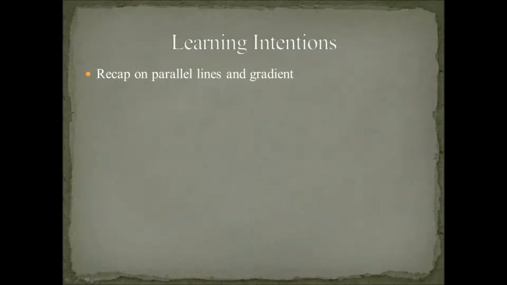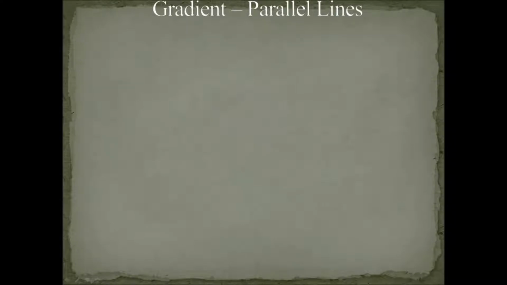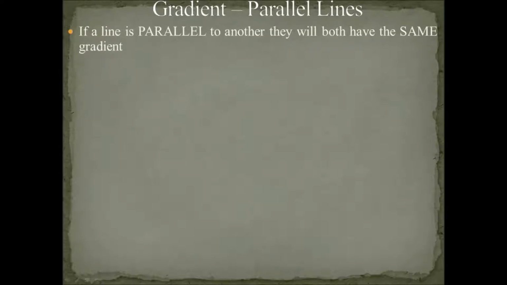Next bit I want to do is a recap on parallel lines and gradient. Key concept, because if they mention parallel lines, they're mentioning something important about gradient. If a line is parallel to another, they will both have the same gradient. That is a mathematical fact, and if that is mentioned, whether it be via diagram or via words as part of your question, they're telling you the gradients are the same, and therefore we can use that fact.